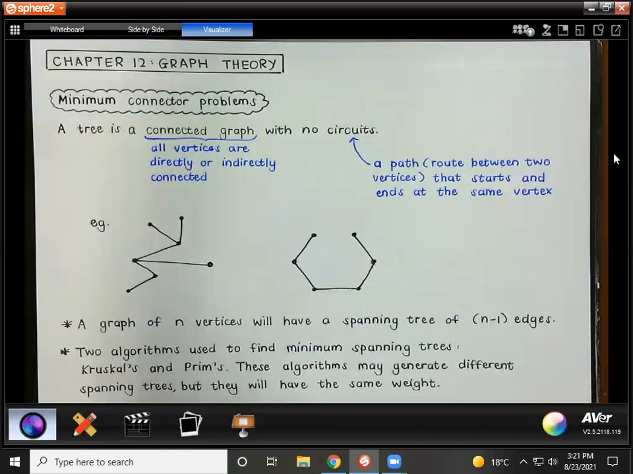So I drew two examples there at the bottom, and then hopefully if you link that with the definition, it should make sense.